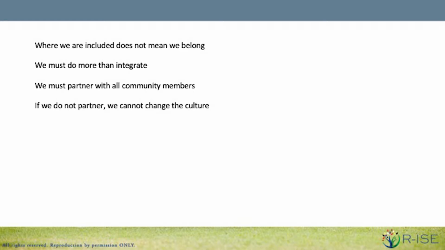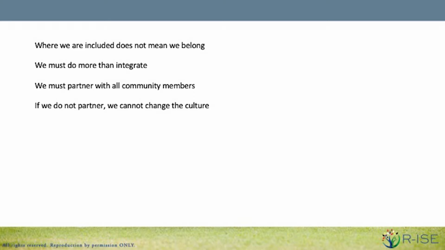First, where we are included does not mean we belong. Some of us may be included in families that are challenging, where we don't feel we belong. Maybe we're in a work setting where we are there to work, but we really don't feel like we belong to the community. Maybe when we walk into communities in society where we are included, we don't feel like we belong because we are of a different race, ethnicity, or we have a disability.